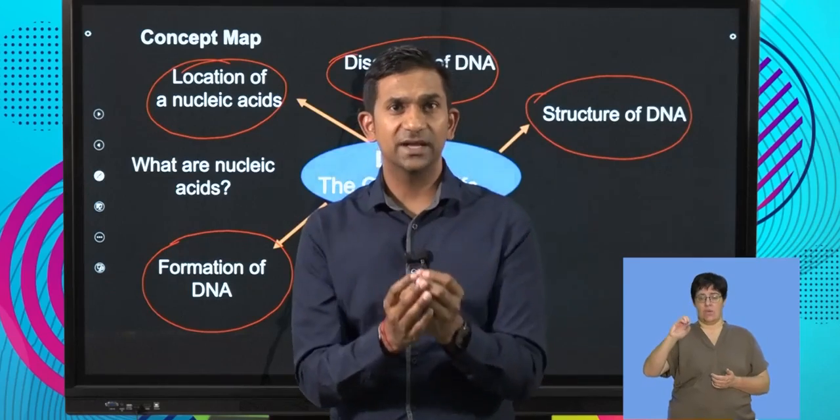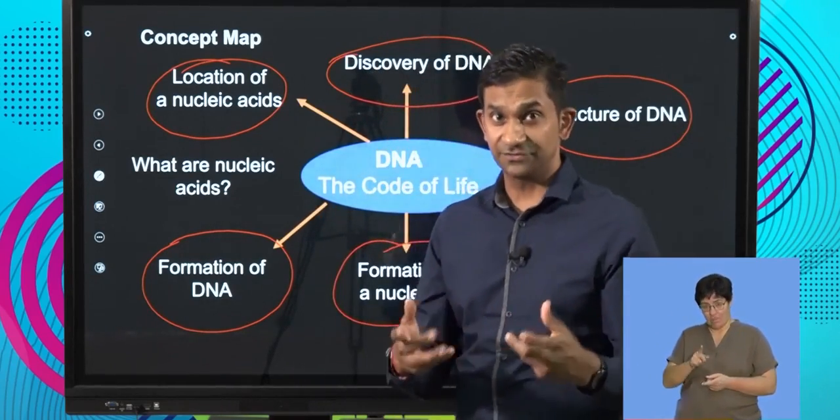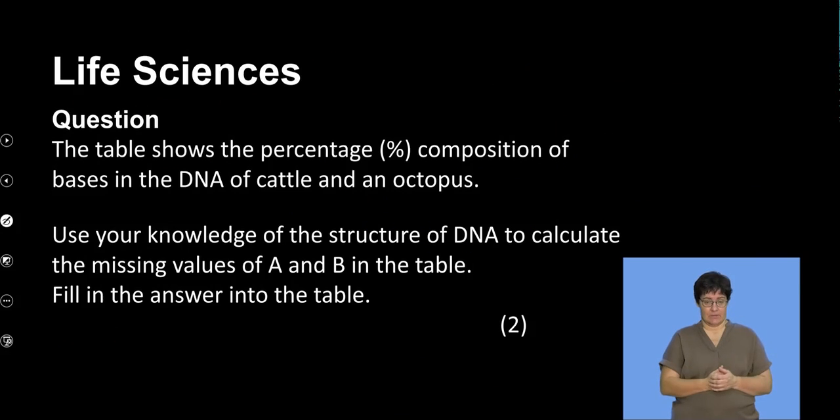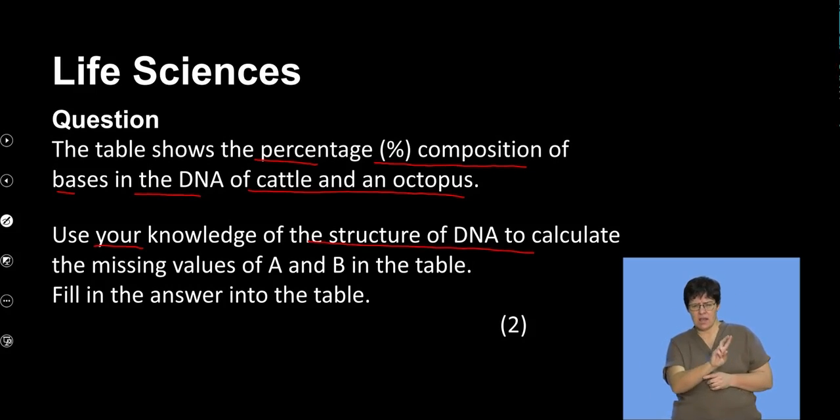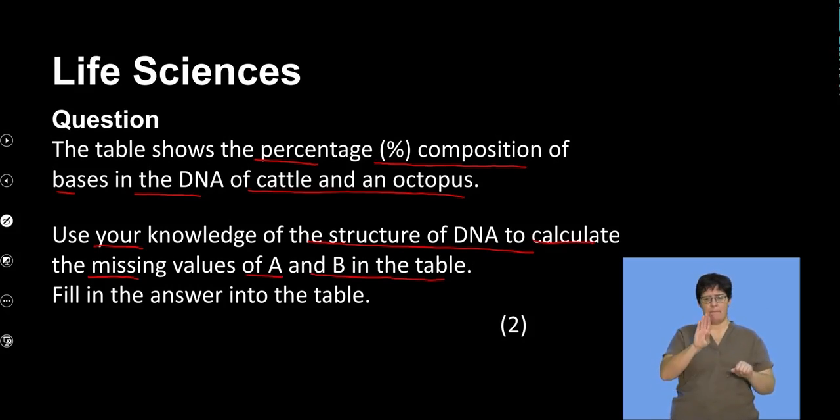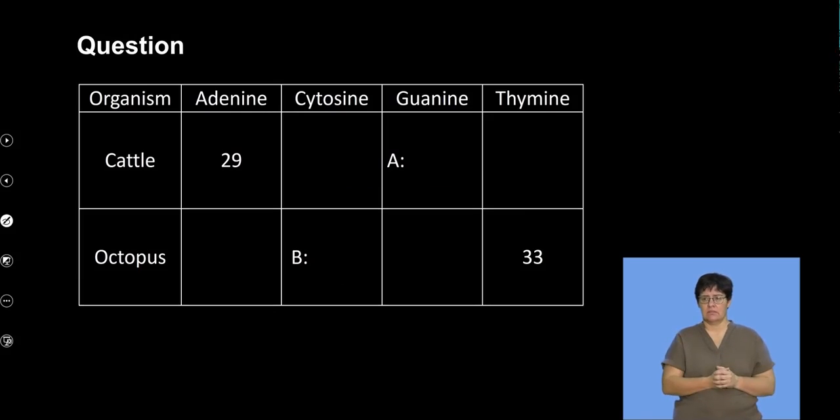Now let's use all of that and try to apply it to understanding how that is tested in the context of different questions. So the first question: the table shows the percentage composition of bases in DNA of cattle and an octopus. We've got to use our knowledge of the structure of DNA to calculate the missing values of A and B in the table. Fill in the answers into the table. So I've got the table on the next page. I'm going to very quickly go to that table, and we can go back to the question.